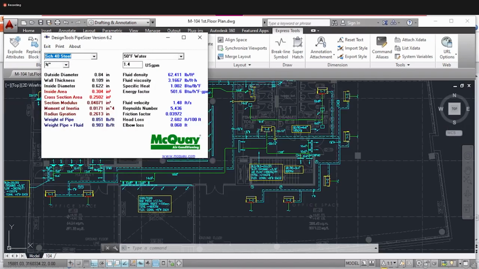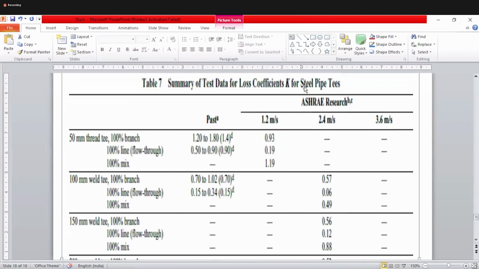Okay, so here as we see, this is also for steel, so we will go with the steel pipe. We have to use this velocity. We should not increase it, as per the ASHRAE recommendation. So we will use 1.2 meter per second.